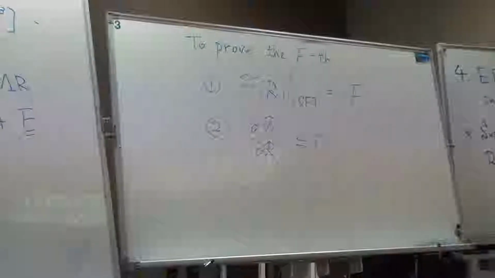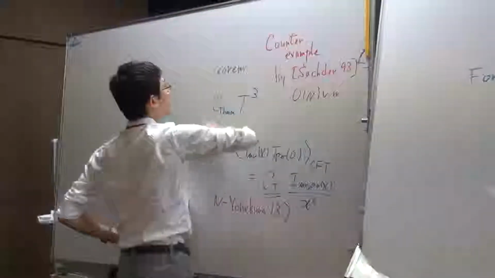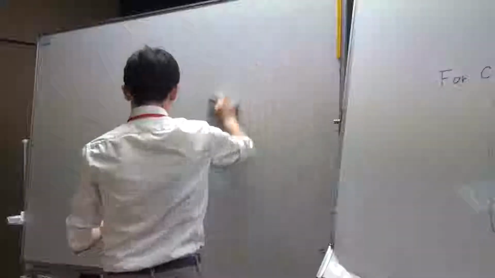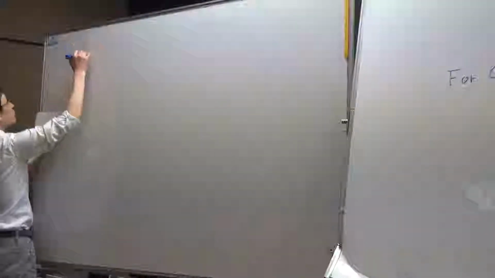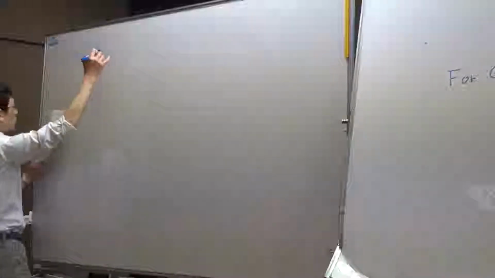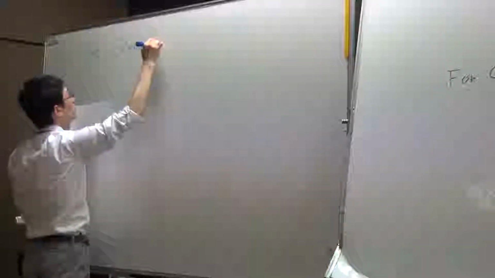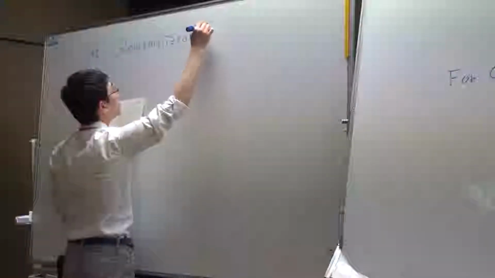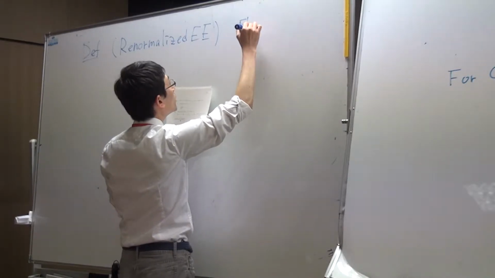So I need such a function. Actually, you can find such a function using the entanglement entropy. That function is called the renormalized entanglement entropy. So I will define a renormalized entanglement entropy. This was introduced by Liu and Mezei two years ago.